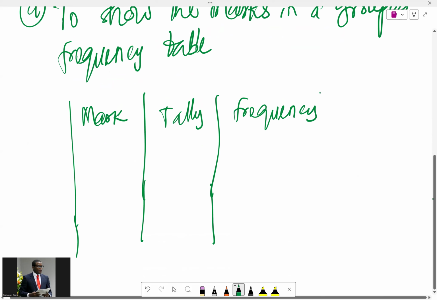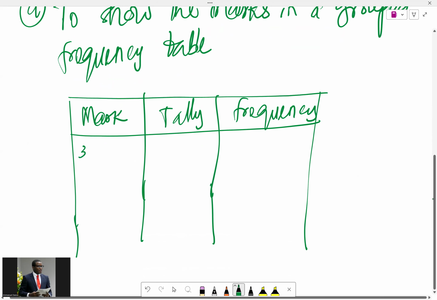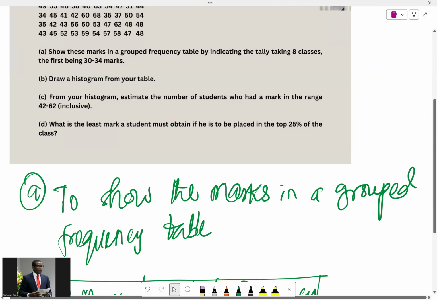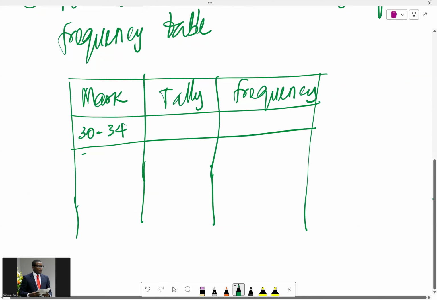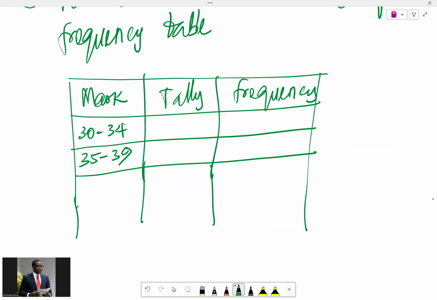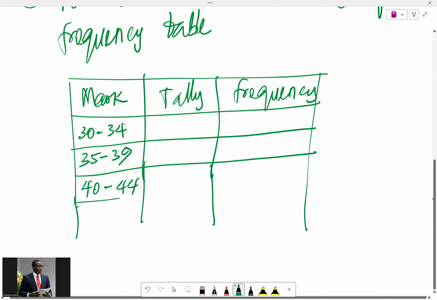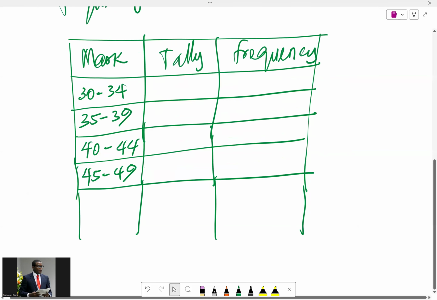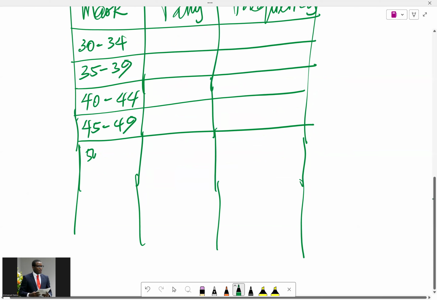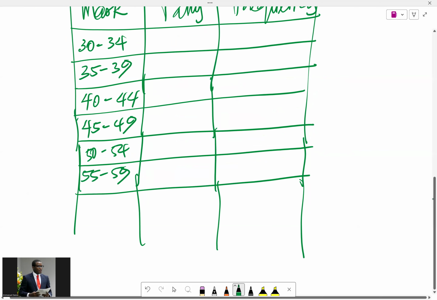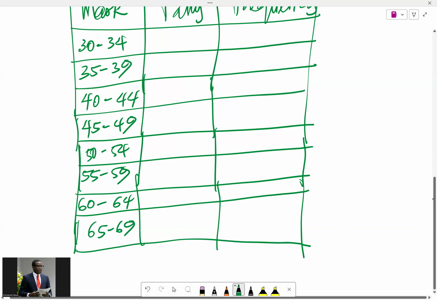We are told to take 30 to 34 for starters, and everything should be in 8 classes. So 30 to 34 is the first class. The next class is 35 to 39, using 30 plus 4 is 34, then 35 plus 4 is 39. And we go 40 to 44 again, and then 45 to 49, that's the fourth class. Then 50 to 54, then 55 to 59, then 60 to 64. Then lastly, counting 1, 2, 3, 4, 5, 6, 7, we have 65 to 69. And that's how it's going to be.